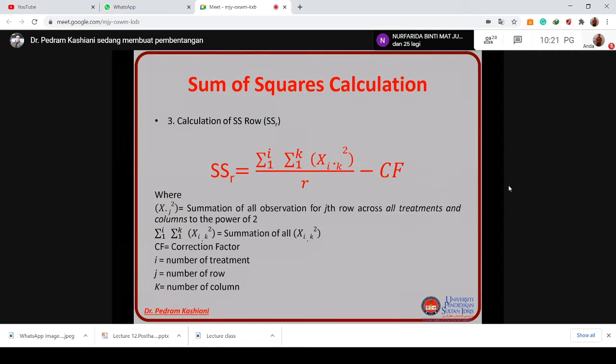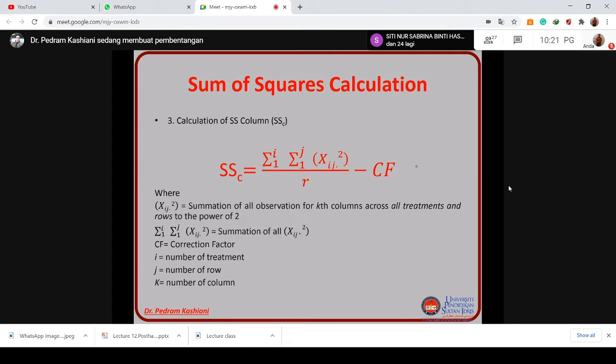Then I have an SS for row. How do I do it? This is exactly like the calculation for block. So row number 1 total to the power of 2. Row number 2 total to the power of 2. Row number 3 total to the power of 2, until the last row. Summation of all of these powers of 2 divided by R, minus CF.